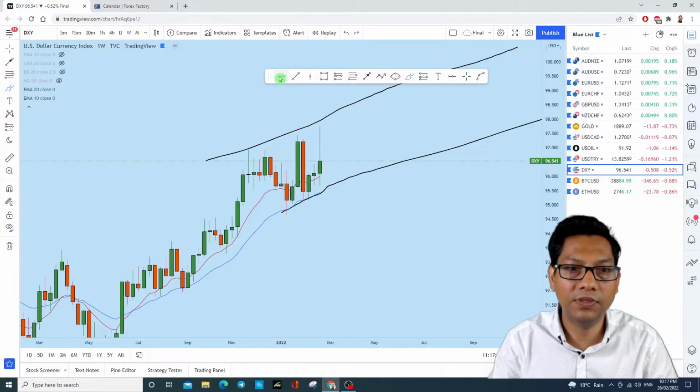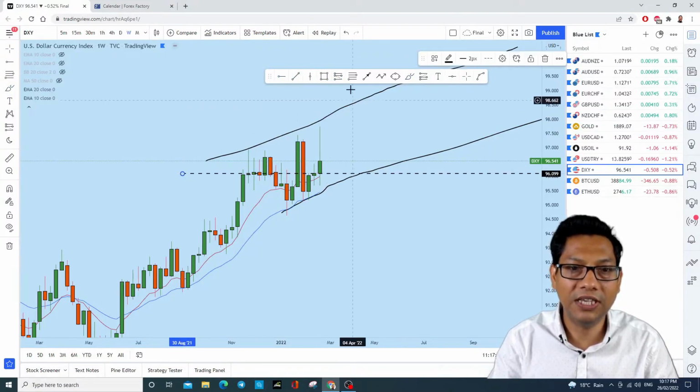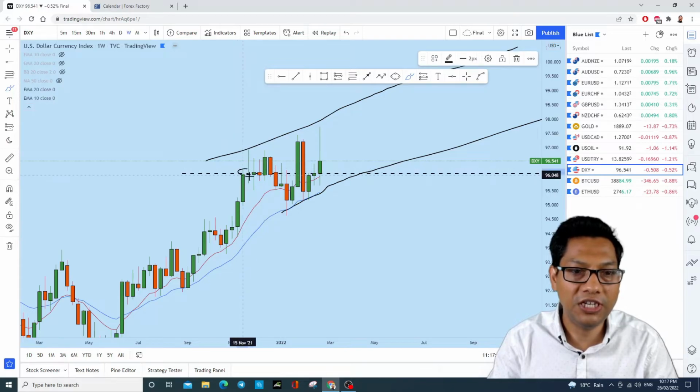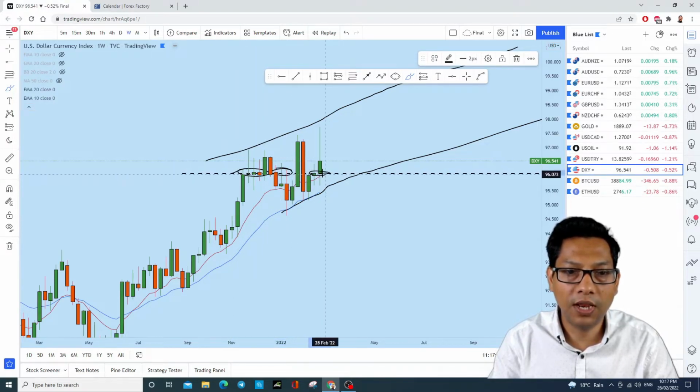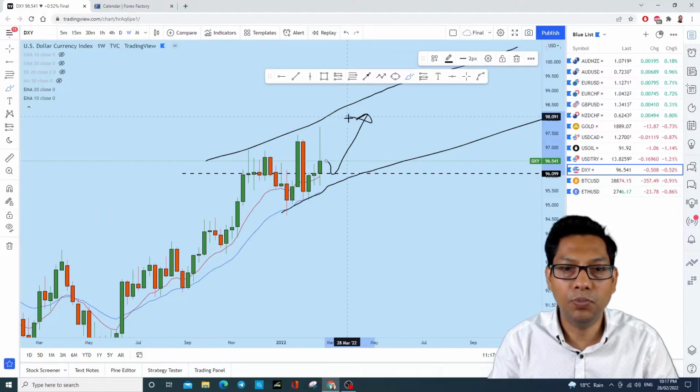Let me draw the level of support. You see that there are quite a few dojis here, 3 back-to-back dojis. There is a resistance here, there is a support here. As you can see, there is a doji here. So next week the price is likely to come down a little bit and then push to the upside.